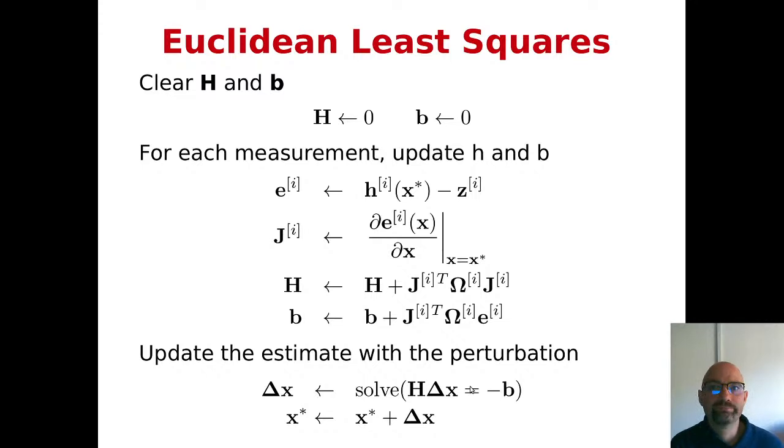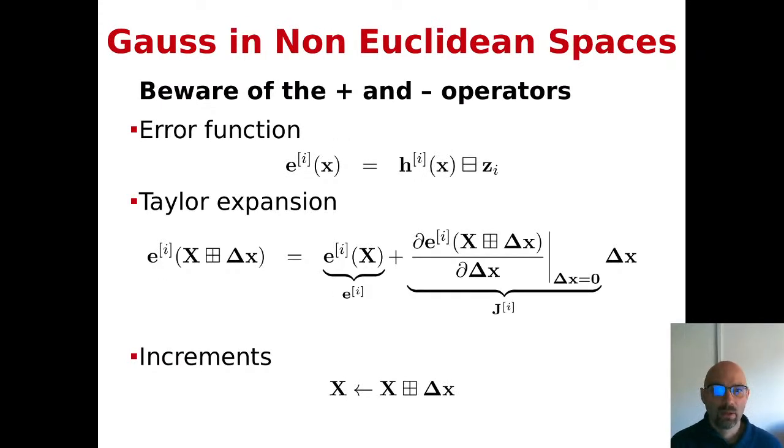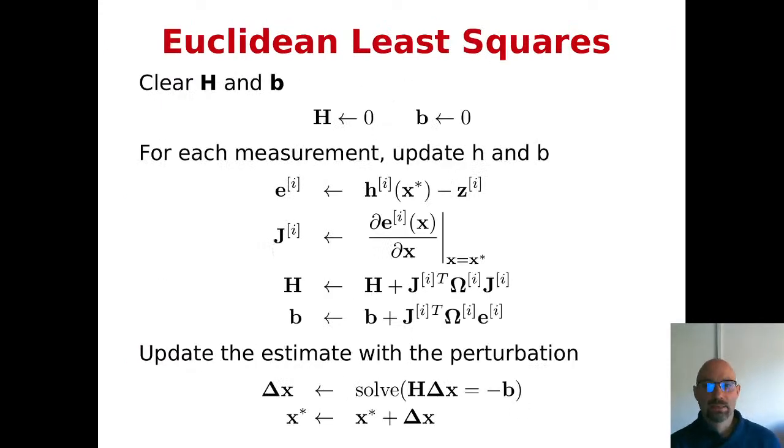How to apply our least square machinery to this new manifold concept? Well, the straightforward approach would be, okay, whenever I have a minus, I substitute it with box minus, besides in this case where I am summing matrices, and whenever I have a plus, I substitute it with box plus. Almost.